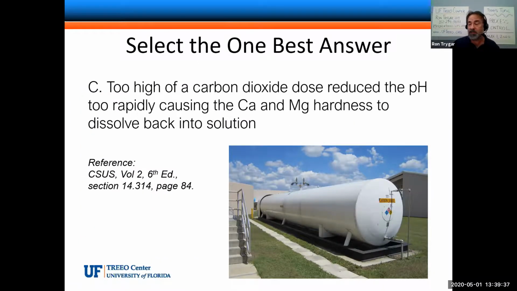Too high of a carbon dioxide dose reduced the pH too rapidly, which would cause the calcium and magnesium hardness to go back into solution. It actually helps them go from an insoluble form, when they were precipitating out, to a soluble form, which is back in the water as hardness, and it becomes carbonate hardness again. And that's not what we want. We want it to actually come out of solution and settle in the recarb tanks, or be trapped on a filter if that's what we're going to do. But definitely need to know what happens when we put too much CO2 dose in a water that may have been at a very high pH, like say 11 or so, for magnesium removal.